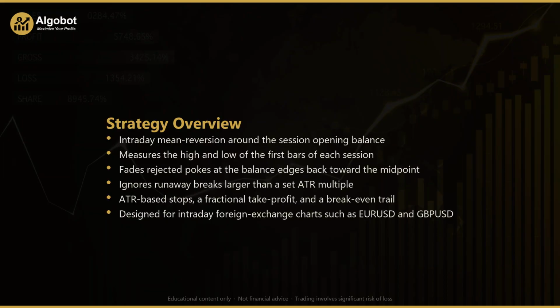Opening balance reversion is a mean reversion strategy, which means it does not chase momentum. Instead, it looks for price to stretch away from a reference area and then bets on a snapback toward the center. The reference area here is called the opening balance. At the start of each session, detected from the bar timestamps beginning at the session start hour in coordinated universal time, the strategy watches the first set of bars and records their combined high and their combined low. That box is the opening balance, the zone where the day's initial auction discovers value.